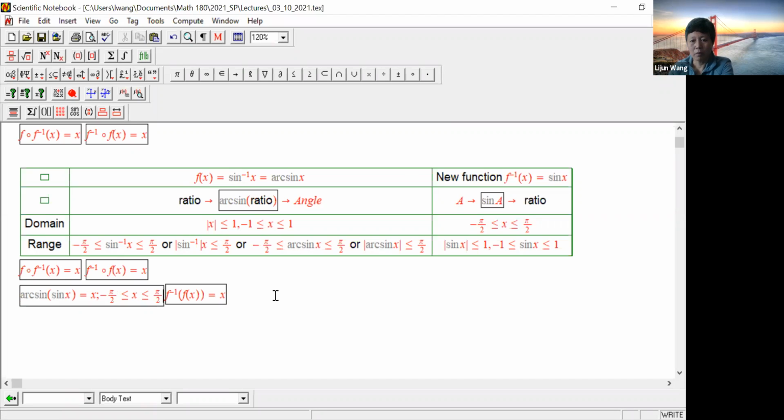Does everybody follow me? And next one, this will be sine, and f is arcsine, and that will be the x. But this sine over here, there's an x here, and this x has to be from where? This x has to be from where?